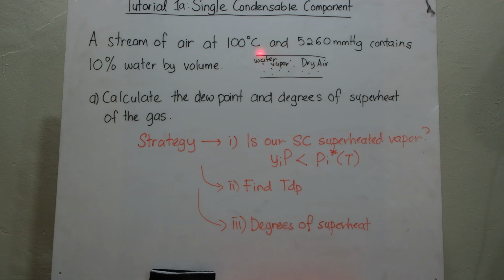in this system. So I draw this one. You have a stream of gas. This gas contains dry air and also water vapor, because it says stream of air, and in this gas you have 10% of water by volume. That means 90% is dry air, 10% is the water vapor.